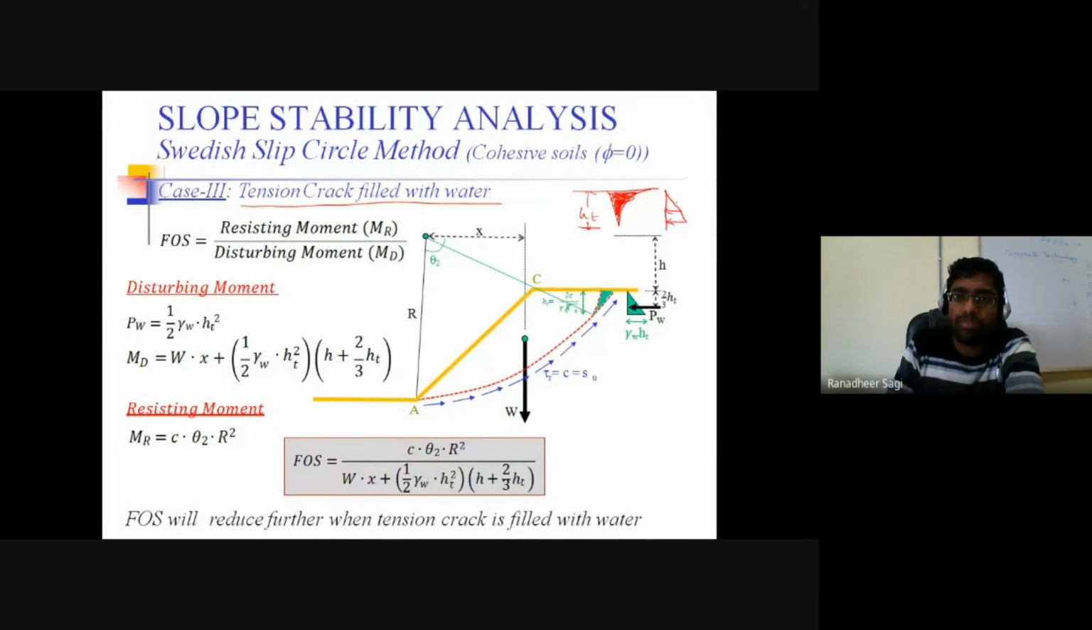Pore water pressure obviously increases with the depth here. So what will be the maximum pore water pressure that will be developed? That is at the bottom of your tension crack region. So the maximum pore water pressure is nothing but unit weight of water times HT. At that particular depth, the pore water pressure is nothing but gamma W times HT.